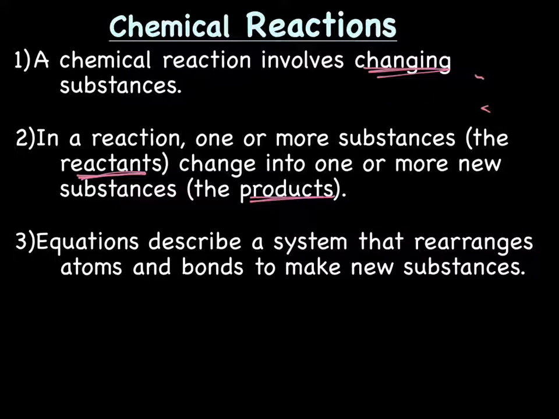And an equation describes a system that rearranges atoms and bonds to make a new substance. To make this a little bit more clear, a reaction is what happens when you put one or more substances together in a reaction dish, or a test tube, or a beaker, in the world, in your body, whatever. The reaction is the actual changing, rearranging of atoms. An equation is what you write down on a piece of paper. It's describing the reaction. You write down the reactants and the products.